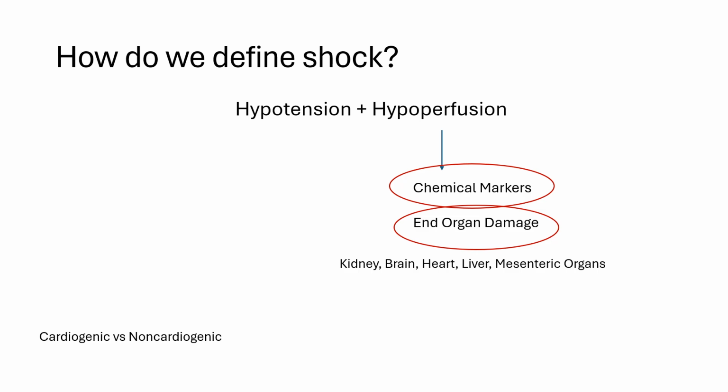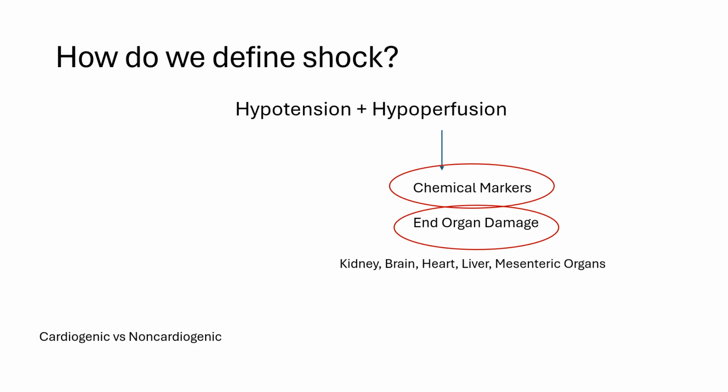Now, when you look at hypoperfusion, I want you to think about two parameters. One is chemical markers and two, evidence of what we call end organ damage. Here are the big organ systems: kidney, brain, heart, liver, and mesenteric organs. The first one you're going to think about is the mesenteric organs, so the gut, and that would typically be found with a chemical marker of lactate. Someone's hypoperfusing if their lactate is elevated.